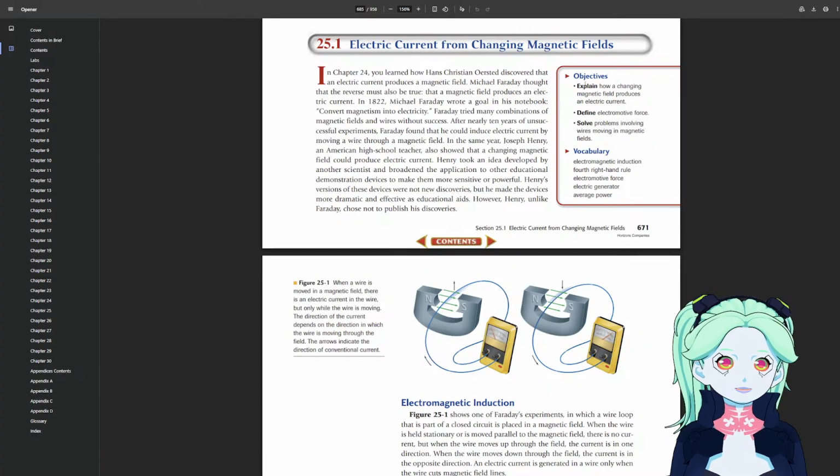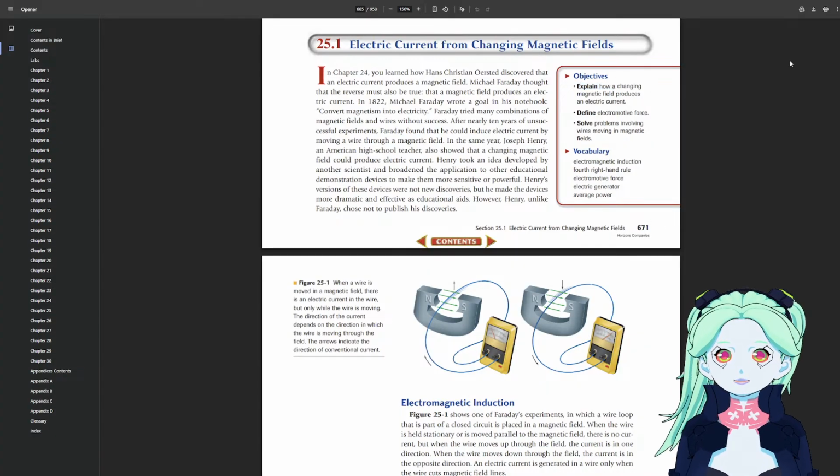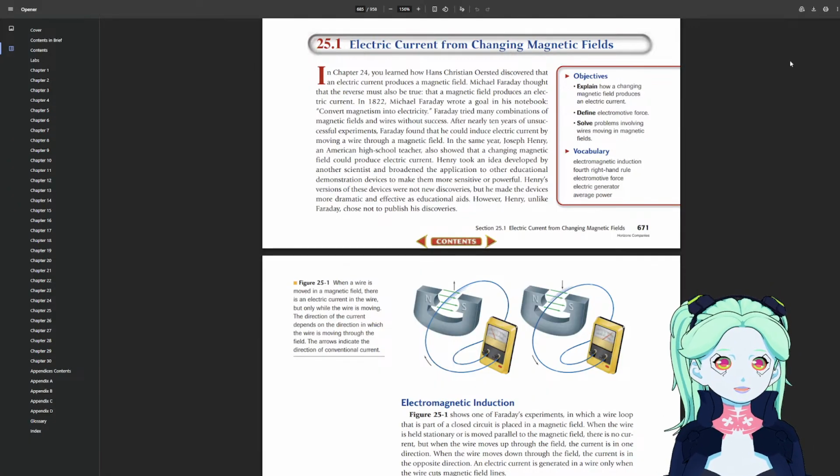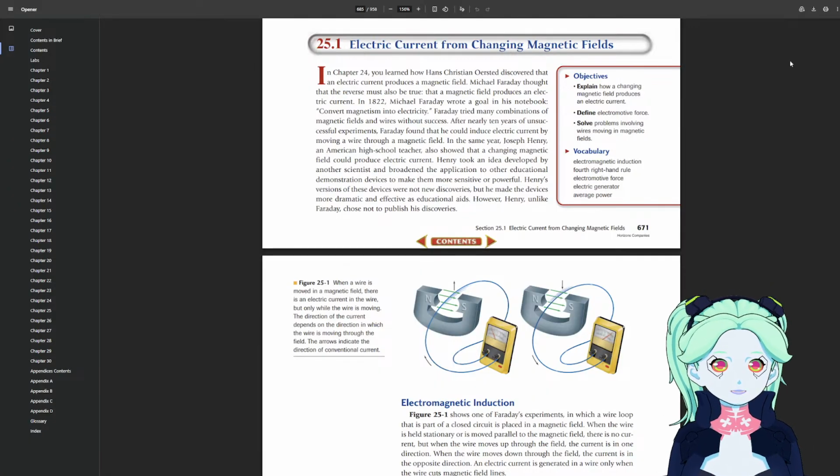So, objectives for this section: explain how a changing magnetic field produces an electric current, define electromotive force, and solve problems involving wires moving in magnetic fields. Vocabulary: electromagnetic induction.